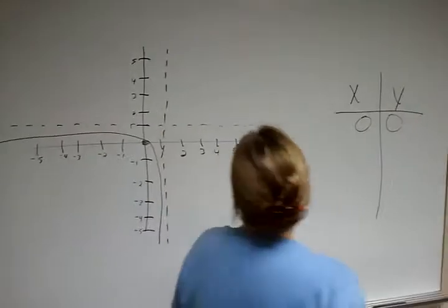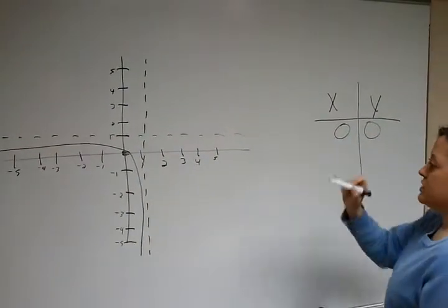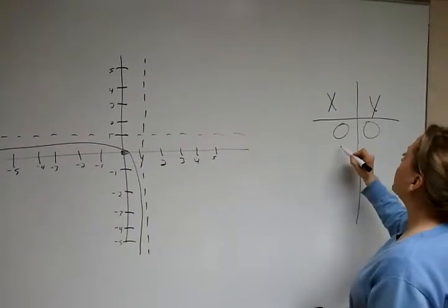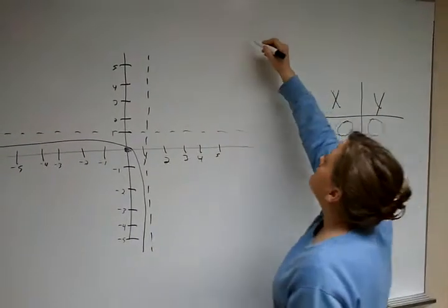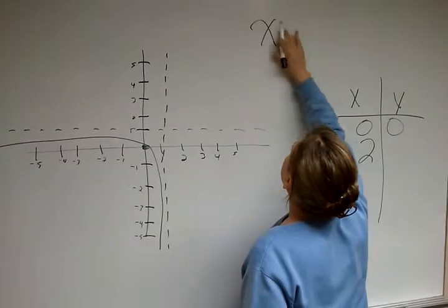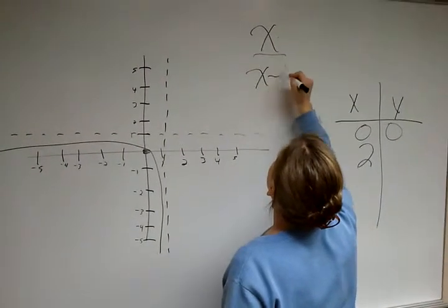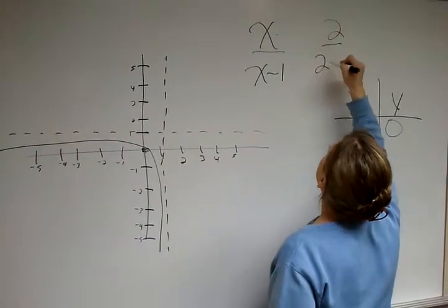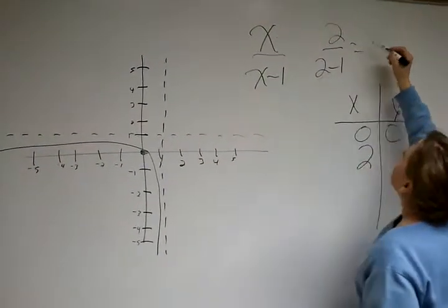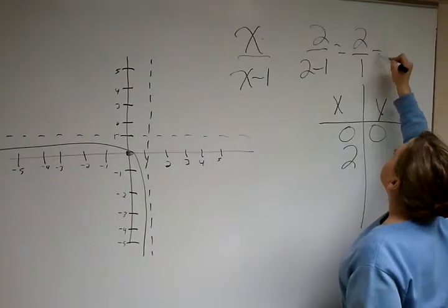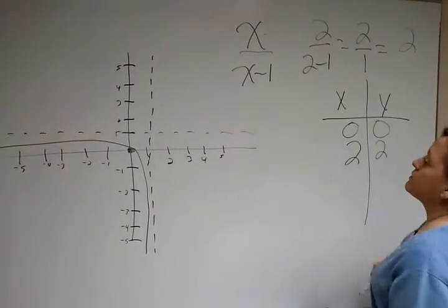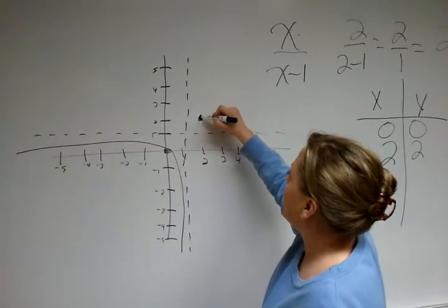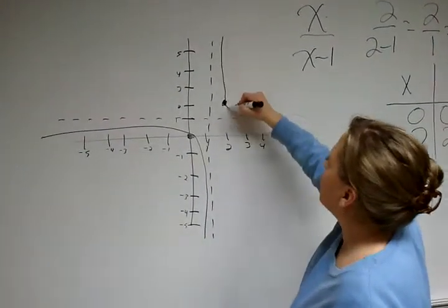Then we want to find another point on the graph in order to find the other curve. So I like to plug in 2. I plug 2 into x over x minus 1, and that'll give you 2 over 2 minus 1, which is 2 over 1, which equals 2. So my next point is going to be (2, 2), which would be right about there. So our graph will look like that.